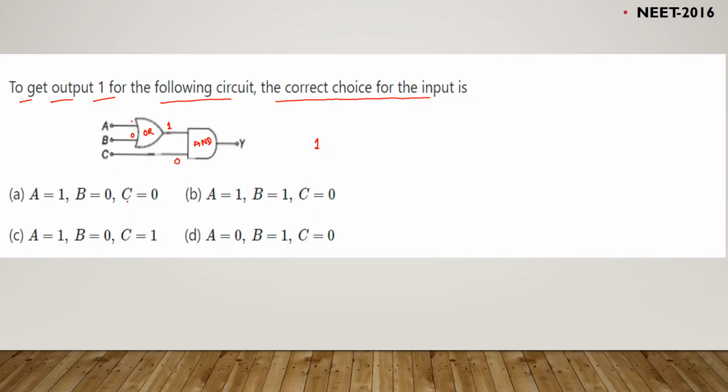C is again given as 0. For the AND gate, it is multiplication. The AND gate represents multiplication. 1 into 0 will be 0. But we want the output as 1, so this can't be the answer. Let us check option B.